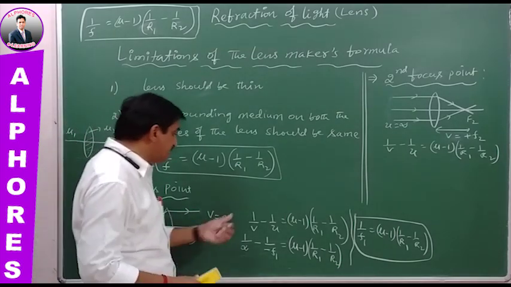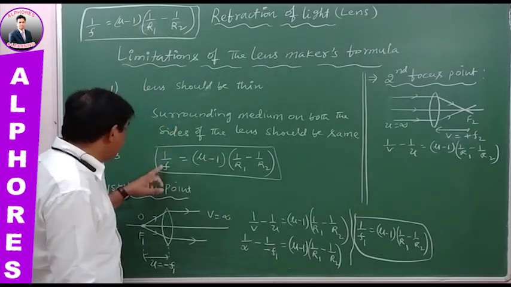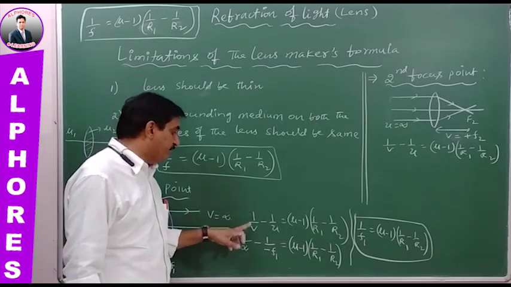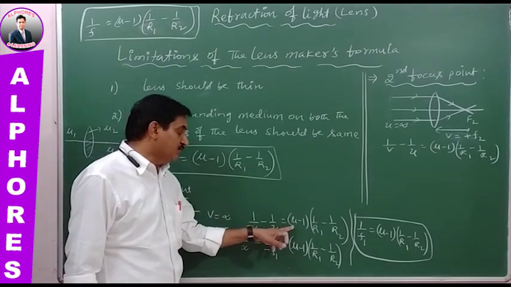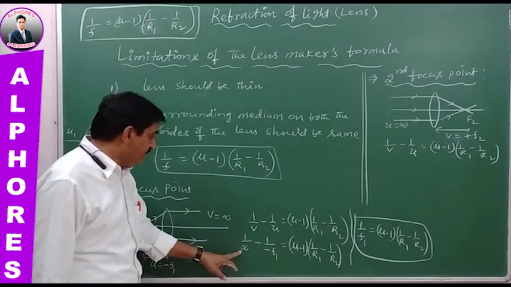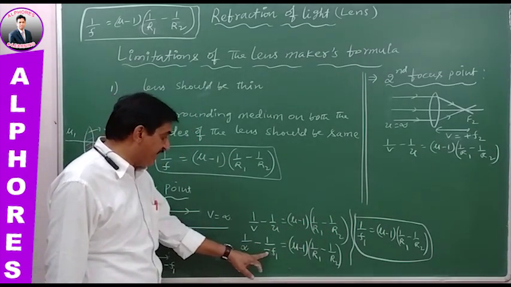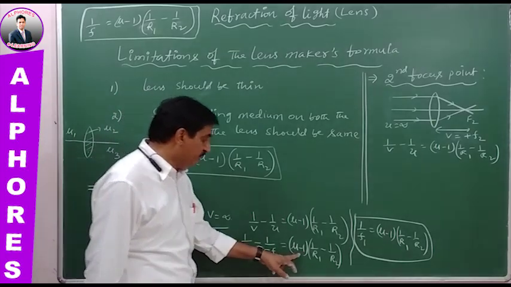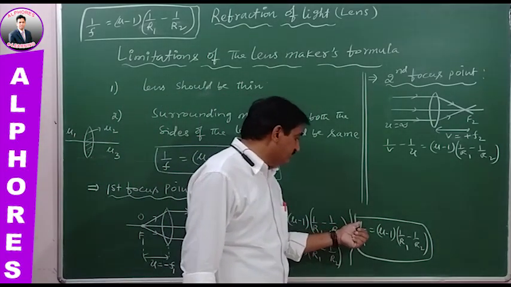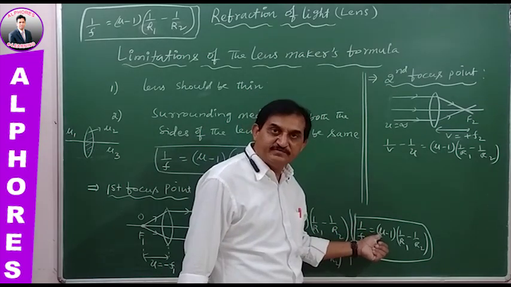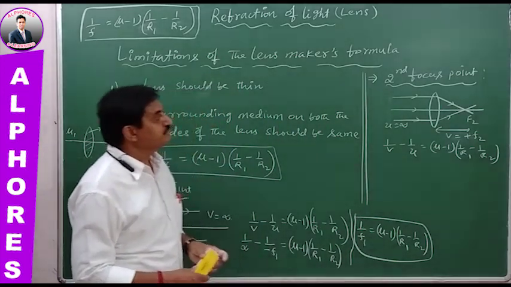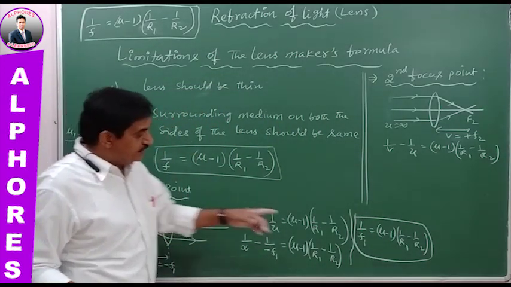Now using the lens maker's formula, 1 by f, instead of this one we can write 1 by v minus 1 by u is equal to (mu minus 1) into (1 by r1 minus 1 by r2). Here, 1 by v is 1 by infinity, minus of minus, plus 1 by f1, equals (mu minus 1) into the same. After simplifying this, 1 by f1 is equal to (mu minus 1) into (1 by r1 minus 1 by r2). Right? This is the first focus point.